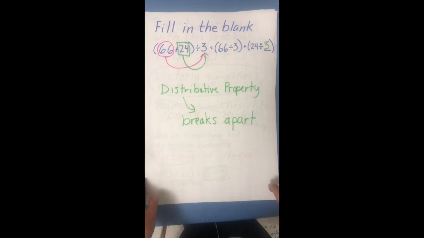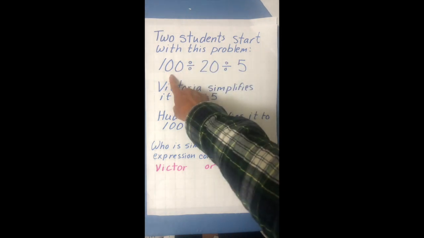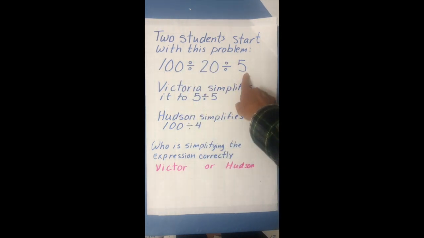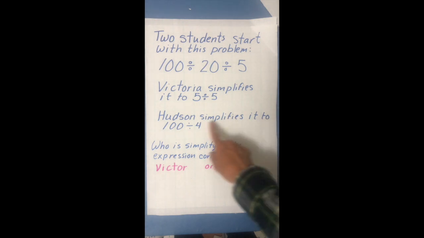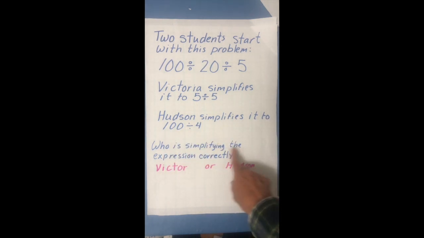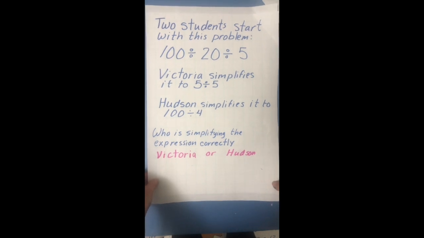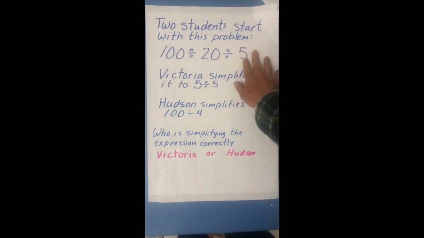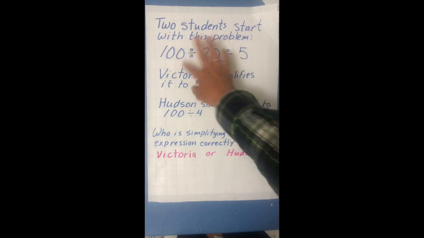Let me give you the next problem. The second problem states, two students start with this problem, 100 divided by 20 divided by 5. Victoria simplifies it to 5 divided by 5. Hudson simplifies it to 100 divided by 4. Who is simplifying the expression correctly, Victoria or Hudson? Well, let's first try to solve this problem. If we were doing this problem, we know it is division, so we know it's not commutative, so we can't switch the order in any way.